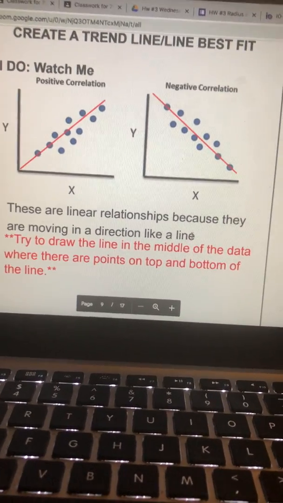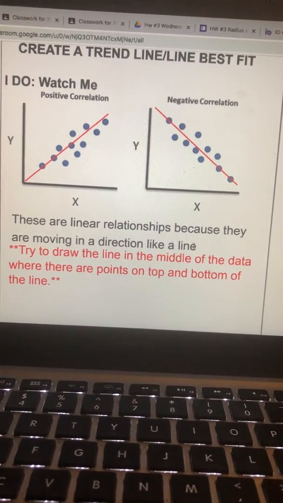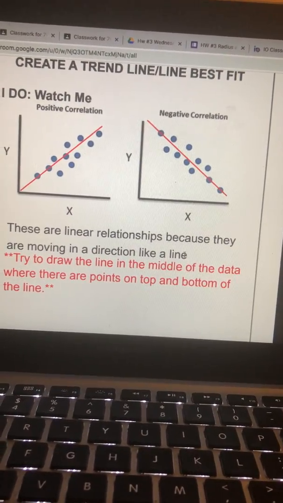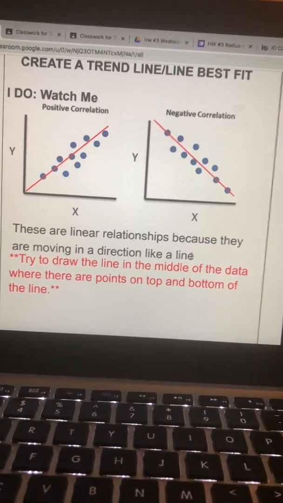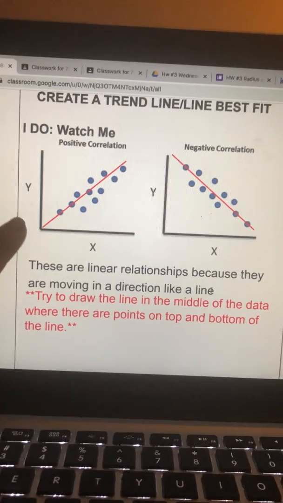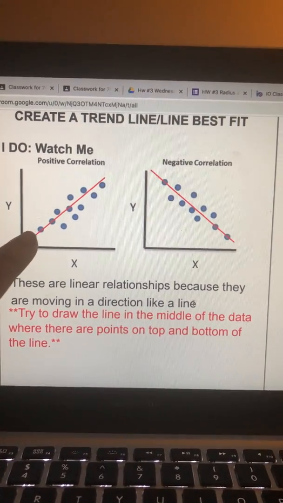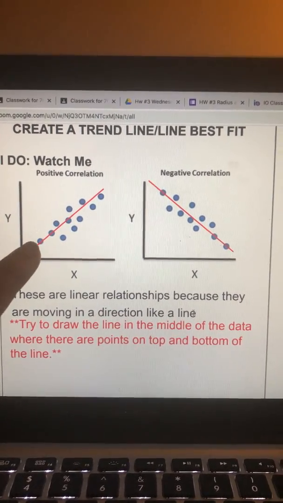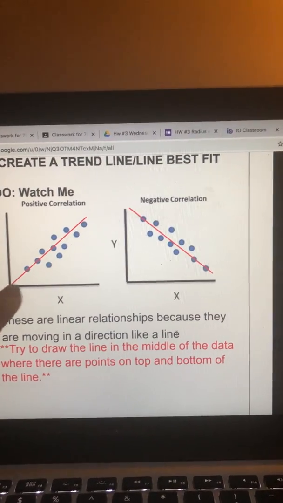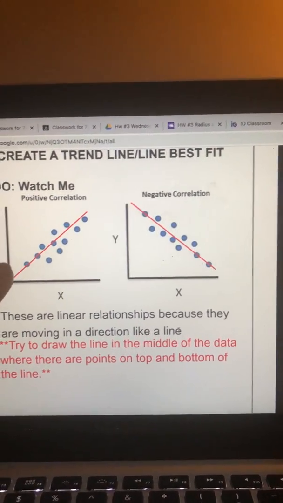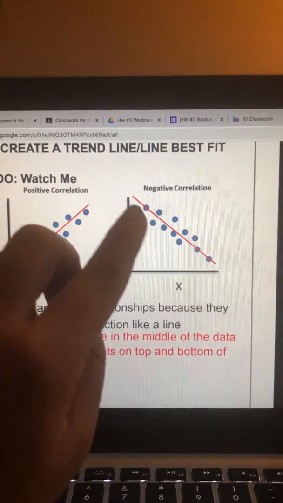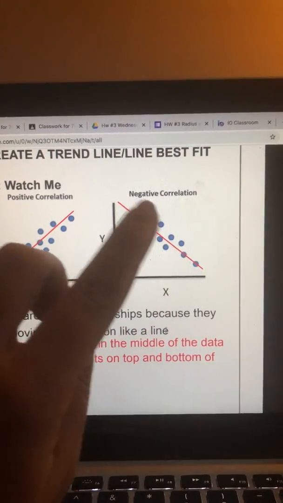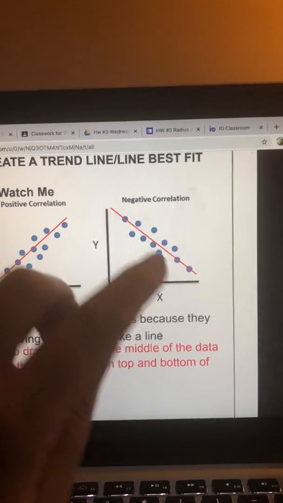So this is a model showing how to draw that trend line. If you look at the stars, it tells you to try to draw that line in the middle of the data where the points are on top and bottom of the line. You do not need to start at the origin like is shown here. You also don't need to start at the first data point in your graph because sometimes that data point might be an outlier. It might not be where the majority of your points are. So don't feel like that's your guiding starting point. You really are just drawing this line in between most of your data. Some of the points might lie on the line, but you want to make sure you have about the same amount above the line and the same amount below the line.